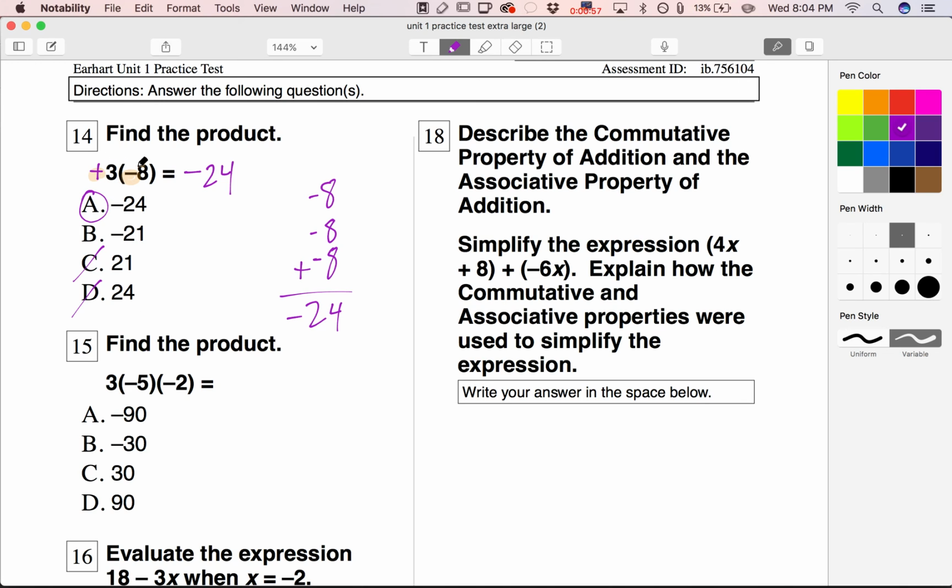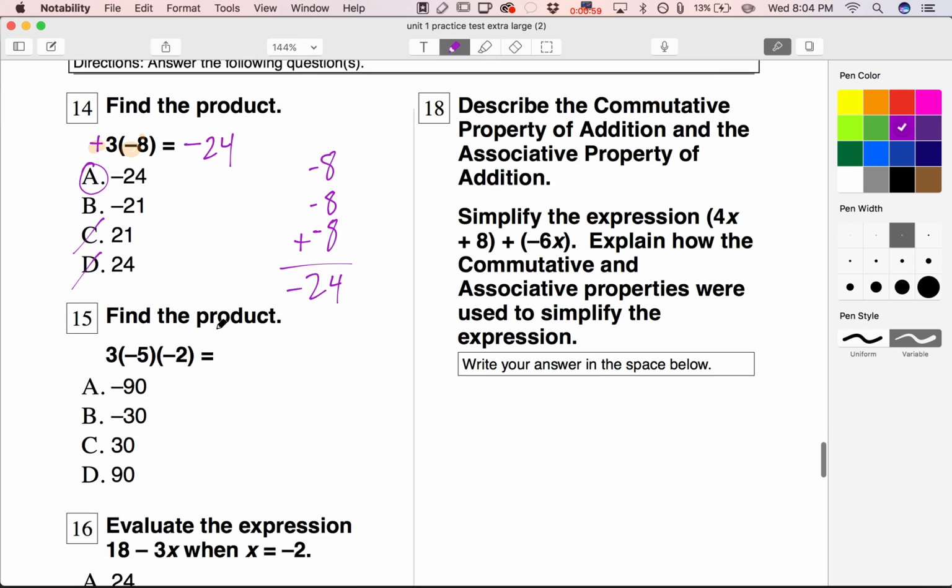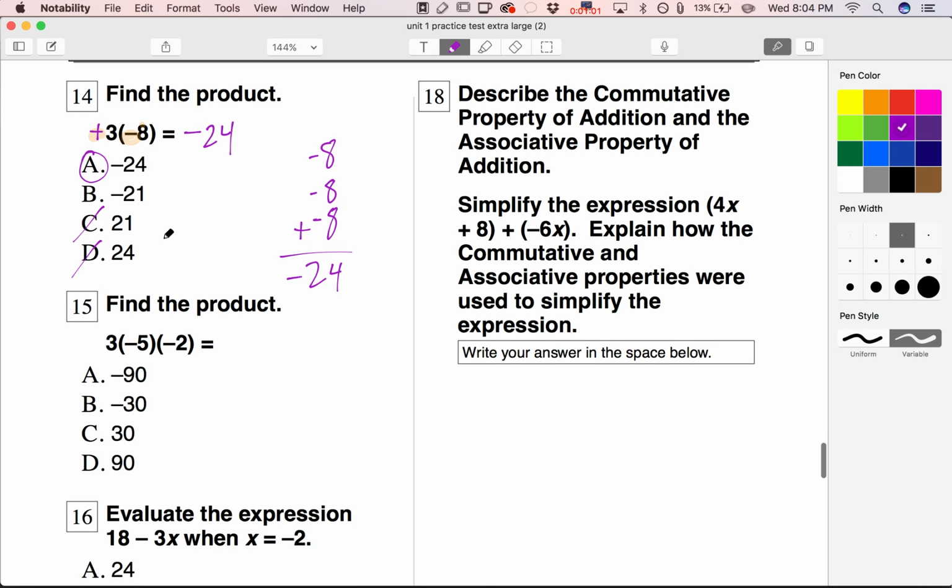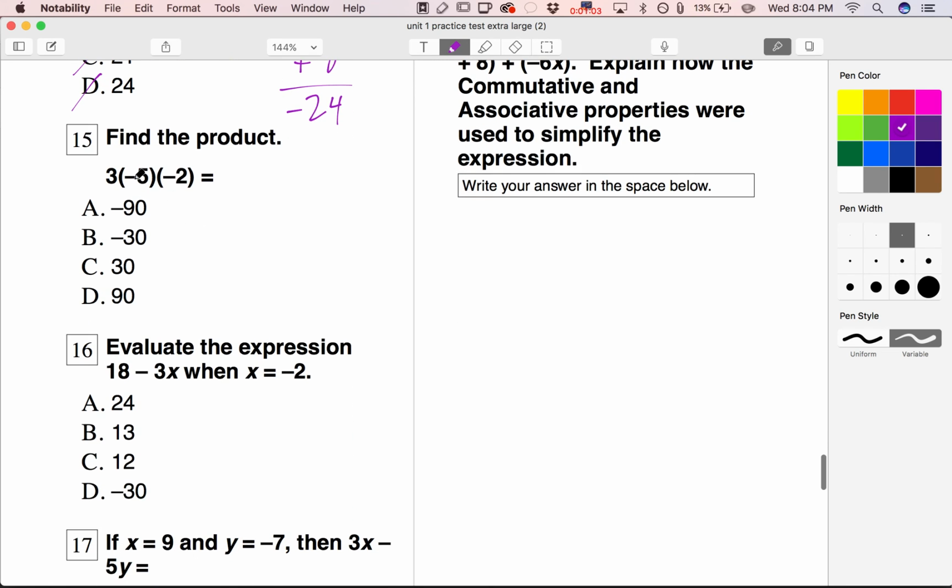Remember, this means 3 groups of 8. So 3 groups of negative 8. Find the product. Now you're just multiplying 3 at a time. So take it slow. First multiply the 3, positive 3 times a negative 5. What is that? Positive 3 times negative 5 is a negative 15. Notice I didn't multiply it all. Now I just write the negative 2. So negative 15 times negative 2. So that's how I got that part.